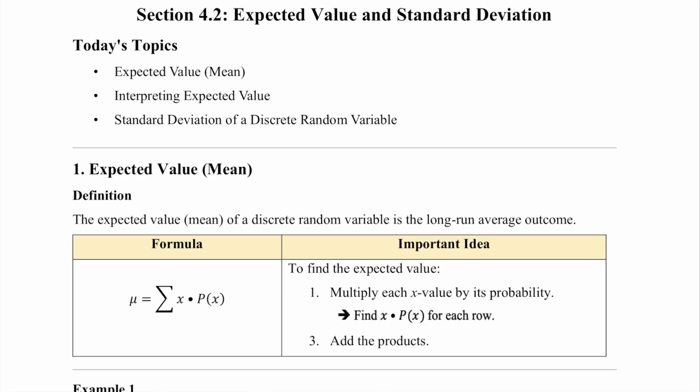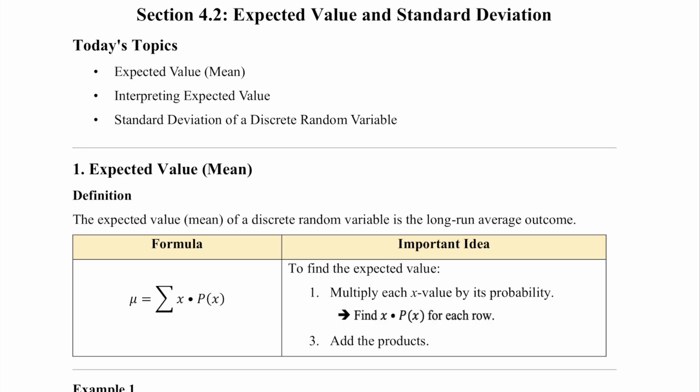The first concept we need to understand is the expected value. The expected value, or mean, of a discrete random variable is the long-run average outcome. The key idea is that if we repeated a random experiment over and over again, the expected value tells us the average result we would expect in the long run.